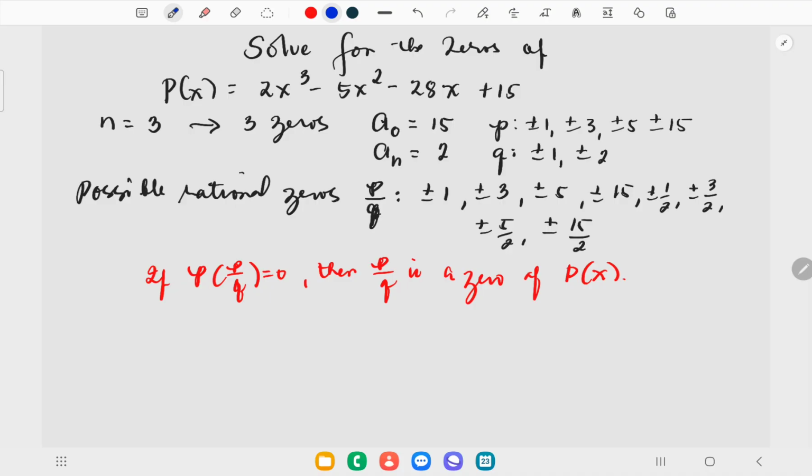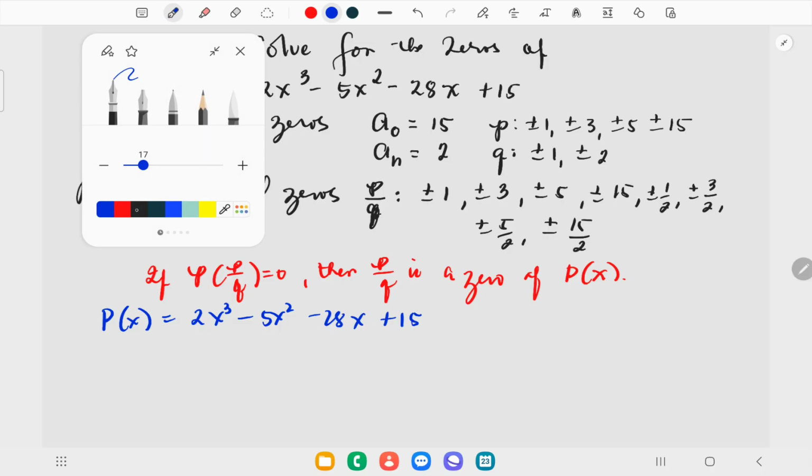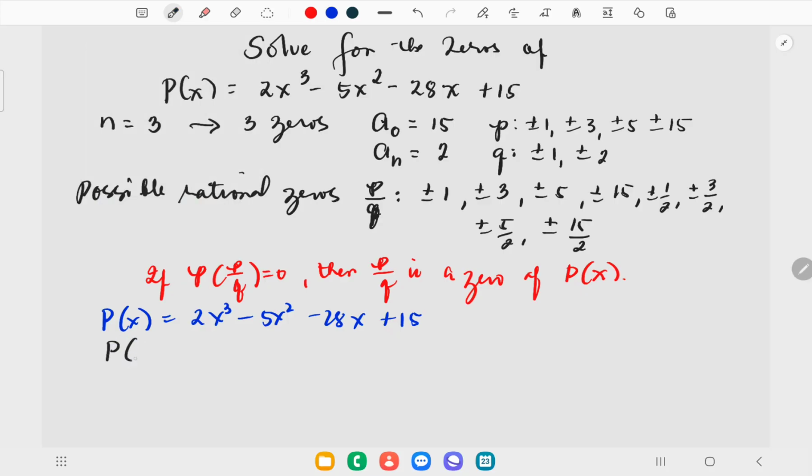We start evaluating the P of x with any of the P divided by Q. Let us write first for our guide the function 2x cubed minus 5x squared minus 28x plus 15. We start by evaluating the polynomial, changing the x with the first value of P divided by Q, which is 1. So we have 2 times 1 cubed minus 5 times 1 squared minus 28 times 1 plus 15.